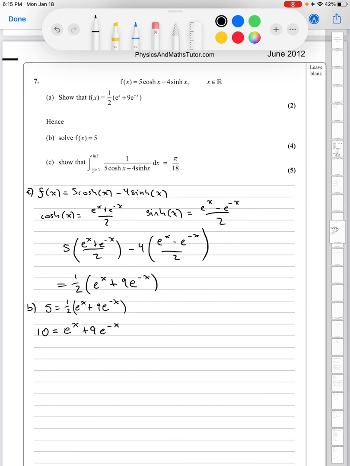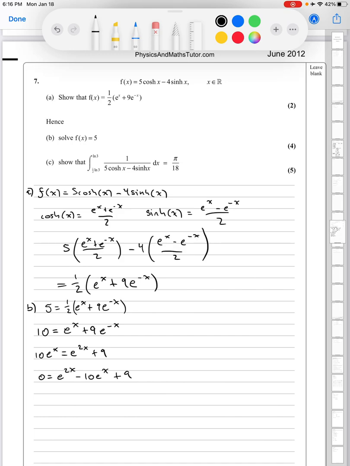Now, pause for a second. Try and see if you can figure it out. It's fairly standard. We've done this type of problem a million times. So, good. That's exactly right. What we do is we multiply the entire thing by e to the x. So we get 10 e to the x equals e to the 2x plus 9. We bring all the terms to one side. So we get 0 equals e to the 2x minus 10 e to the x plus 9.